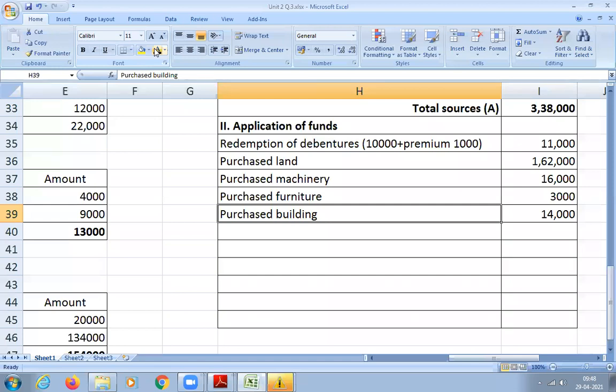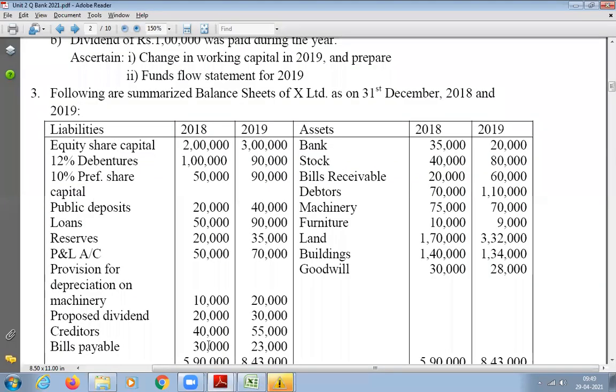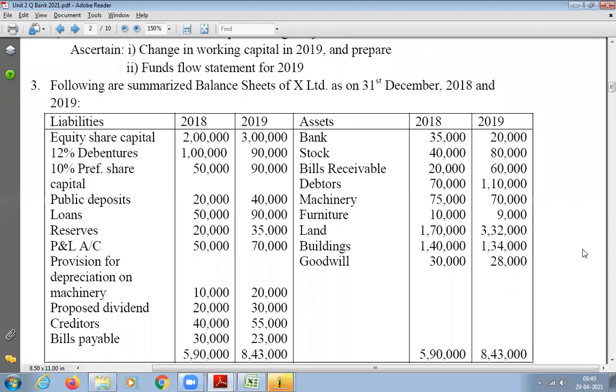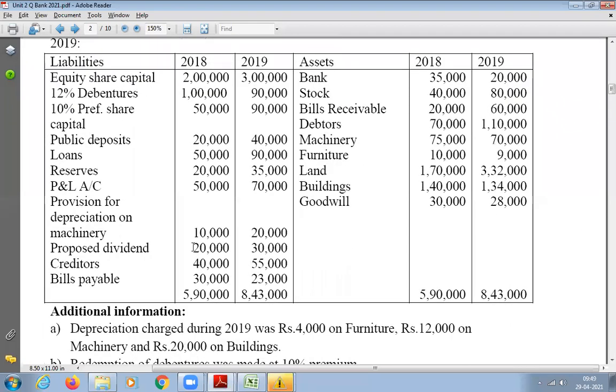Look at the question. Students, please. Payment of income tax, sir. Yeah, so there are so many payments, no? All the payments are cash outflow. So whenever they pay, cash is going out. See, 20,000 was proposed last year, will be paid this year. So 20,000 is a dividend paid.